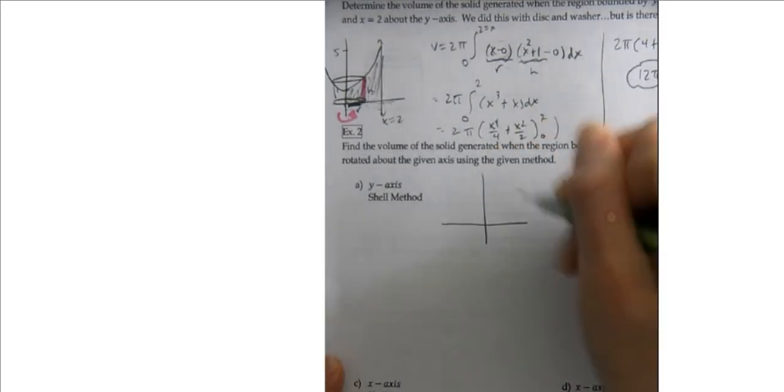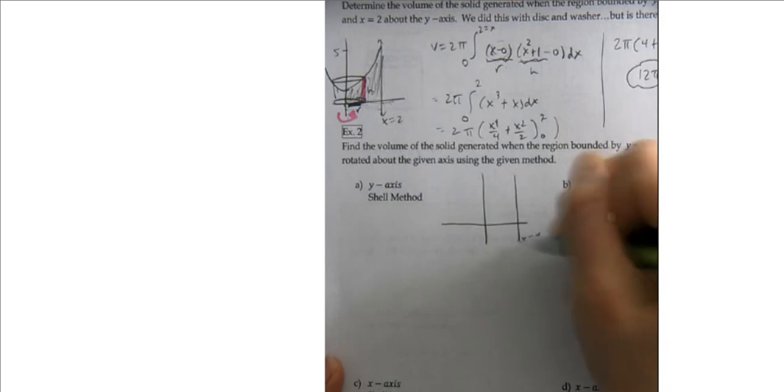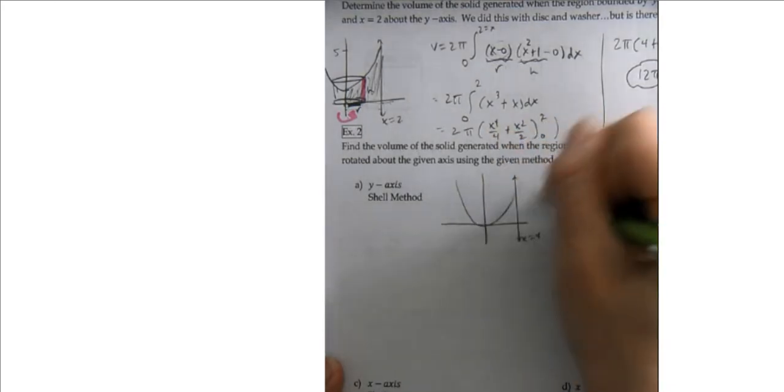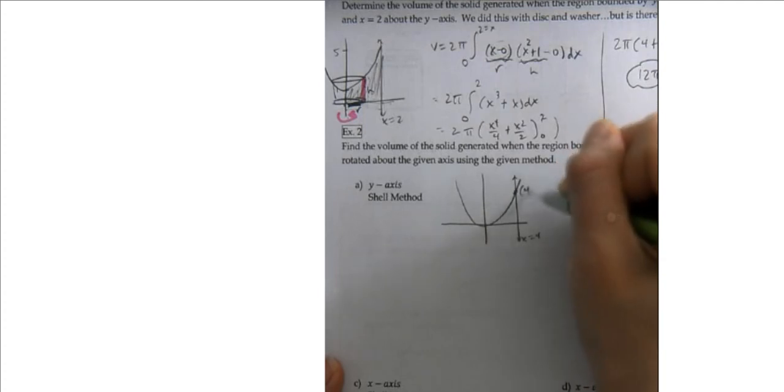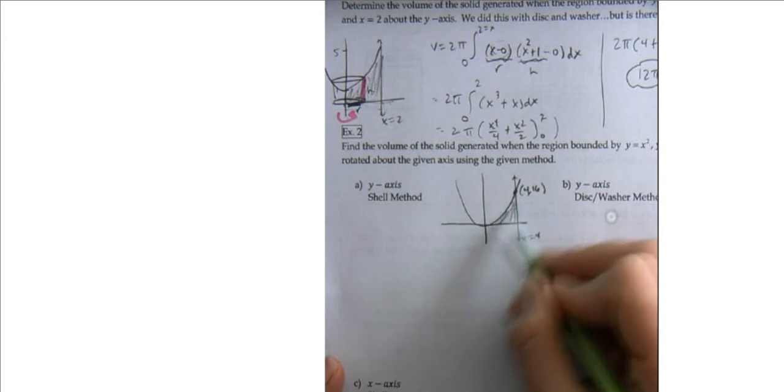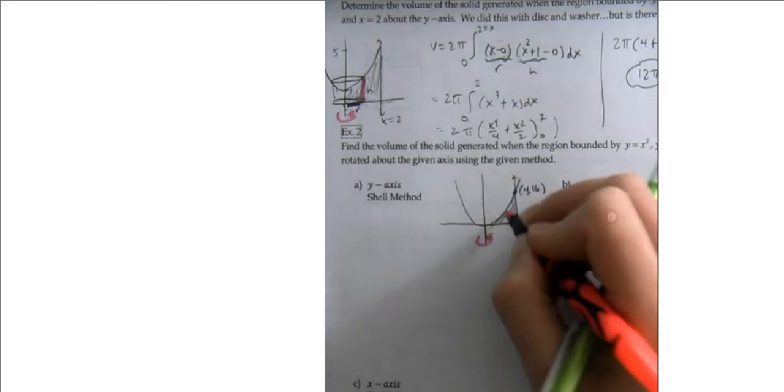We have x equals 4, and then we have the curve y equals x squared. This hits at 4, 16. We're bounded by y equals 0 and x equals 4. Here's our region. We're rotating this around the y-axis using shell. Here's the y-axis. Shell is parallel. There's our parallel.